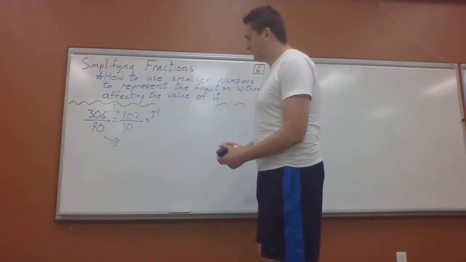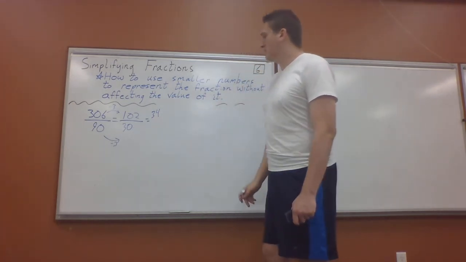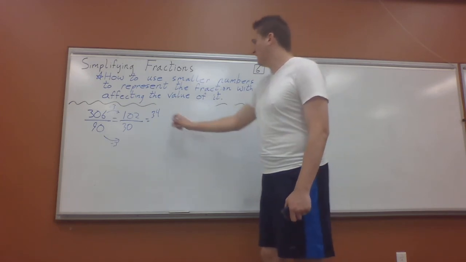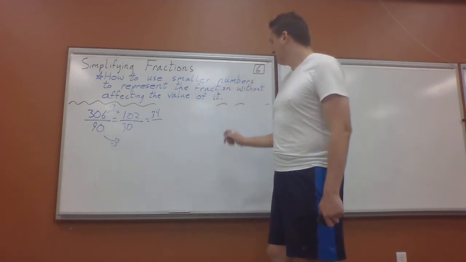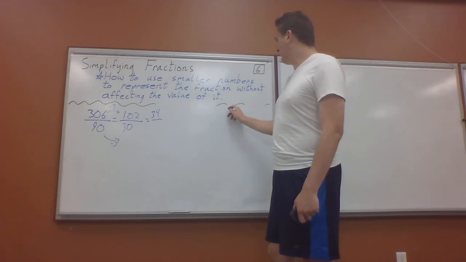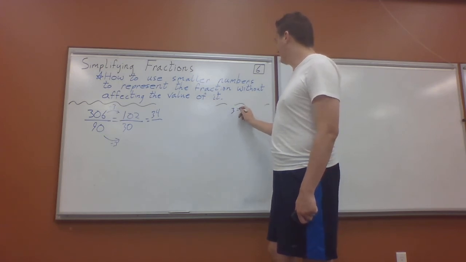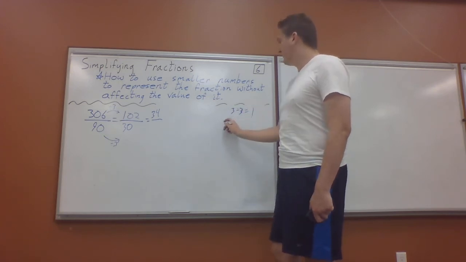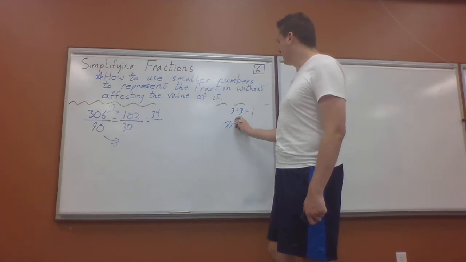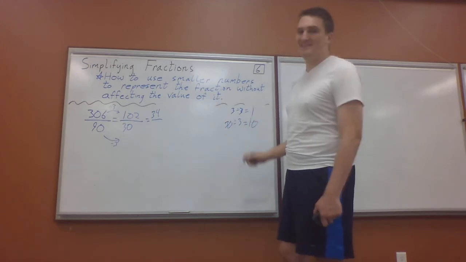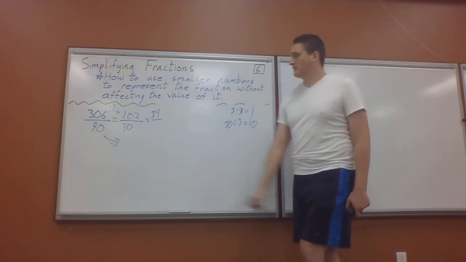Okay, now last part here. 30 divided by 3. So I also have to divide 30 by 3. Hopefully, if you know that 3 divided by 3 equals 1, that means 30 divided by 3 is going to be 10. It's just going to be a 1 with a 0 on it.